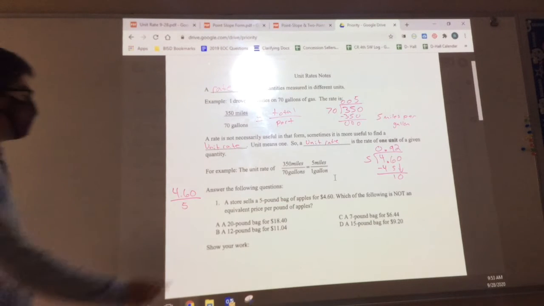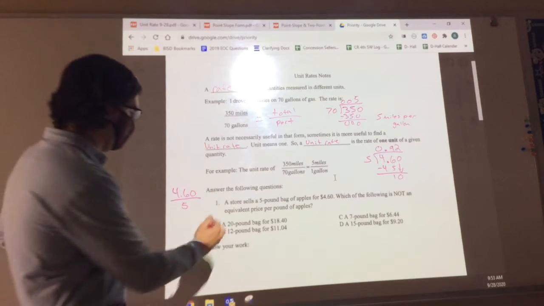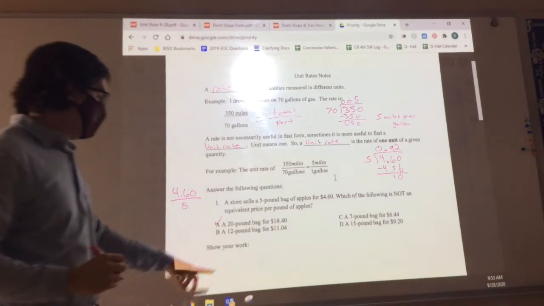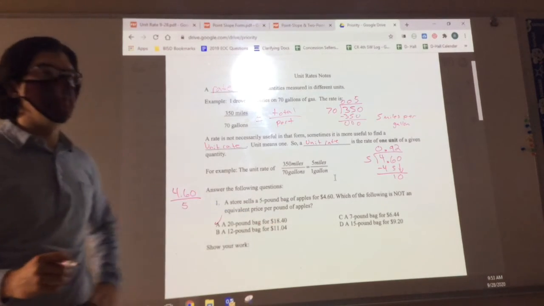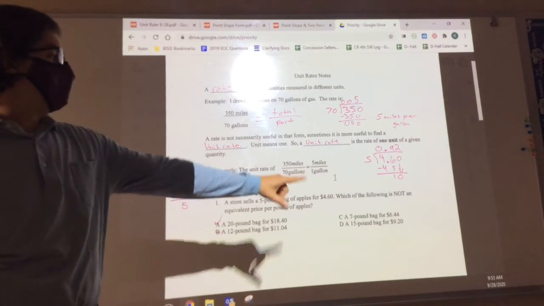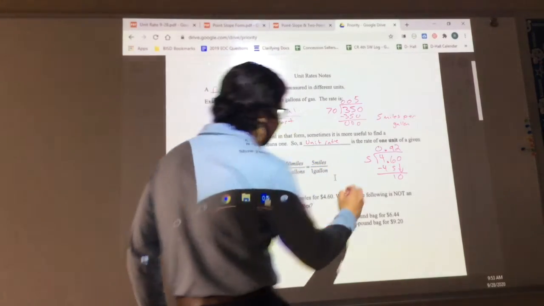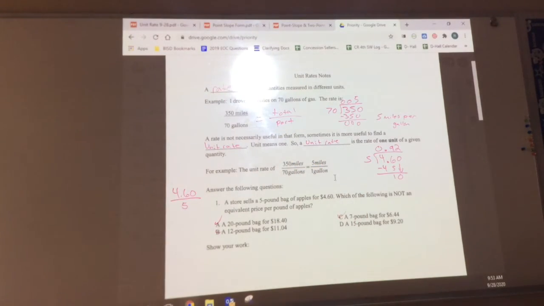All right, row 1, does it check out? Is a 20-pound bag $18.40? Yep, okay, cool. B, is a 12-pound bag $11.04? Okay. 3, is a 7-pound bag $6.44? Yeah. All right, Zion, no pressure, but is a 15-pound bag $9.20? She's still working, I'm sorry, I'm not trying to rush you, my apologies.